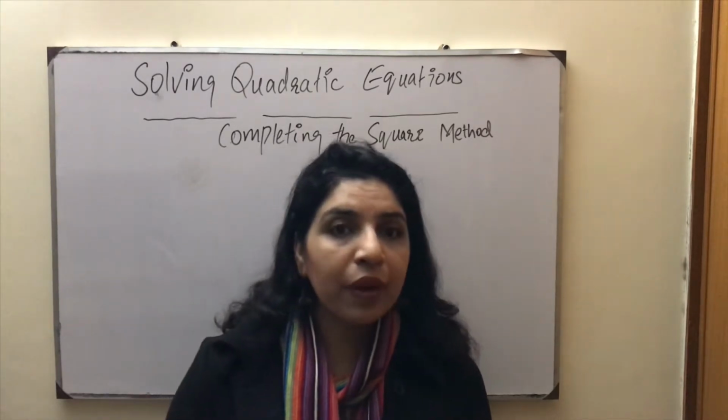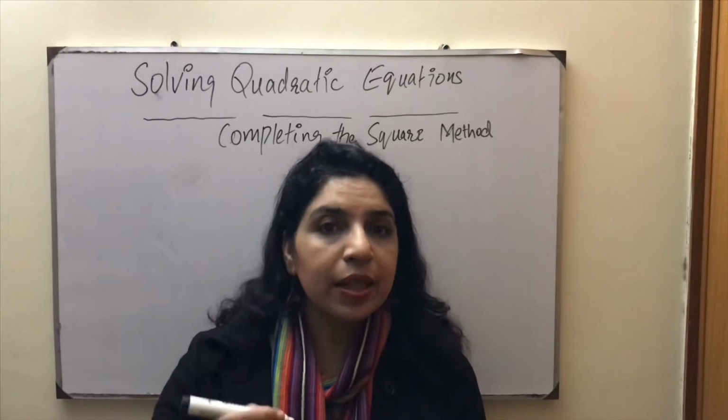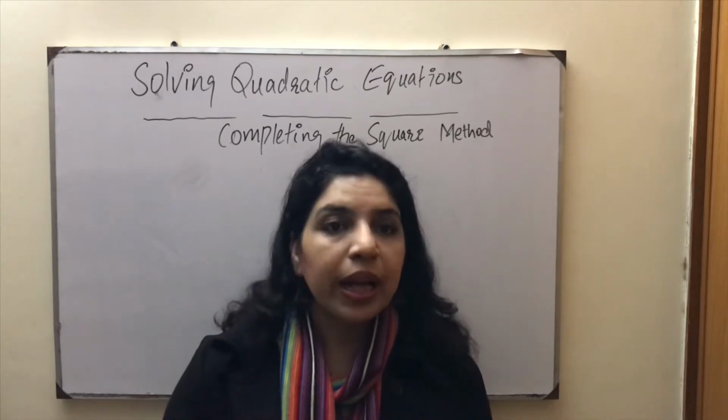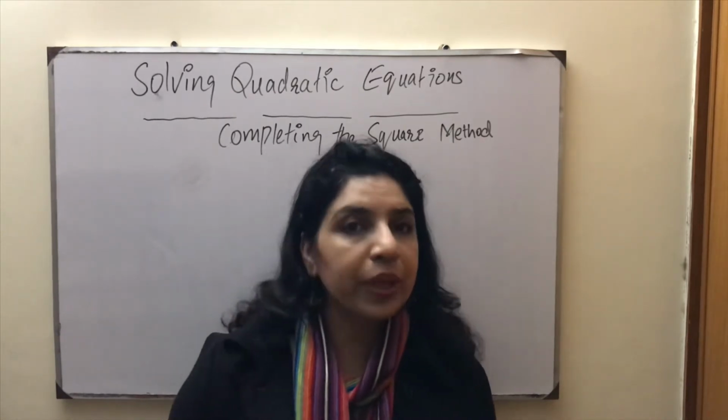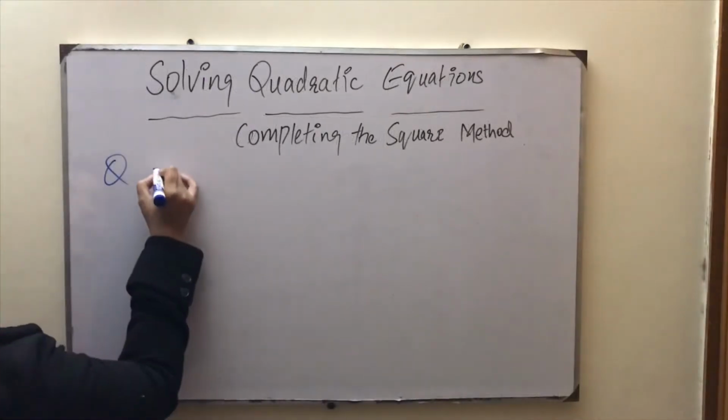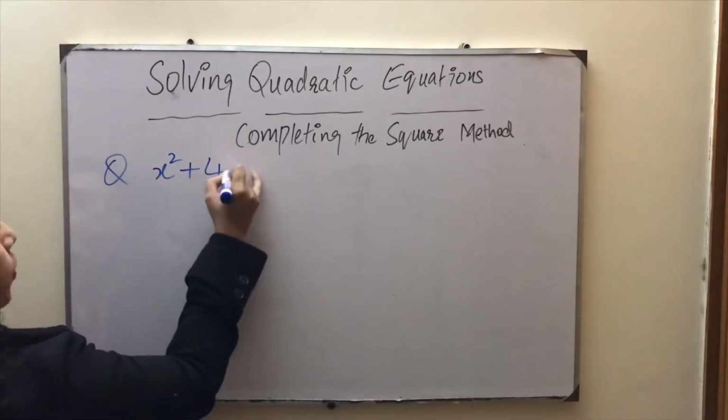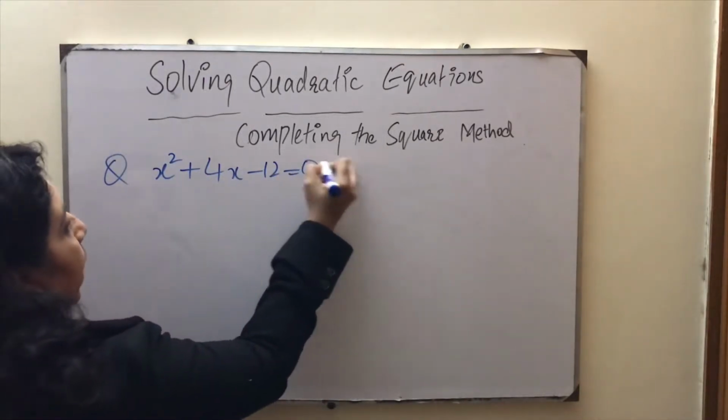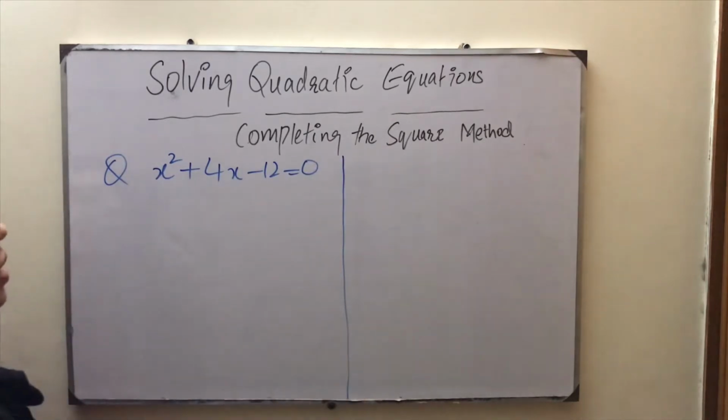I shall take my first question in which I shall apply both methods for you, and then we shall go ahead for the completing square. The first question which I have chosen for you is x square plus 4x minus 12 equal to 0, and I shall apply both methods on this question to clear your concept.